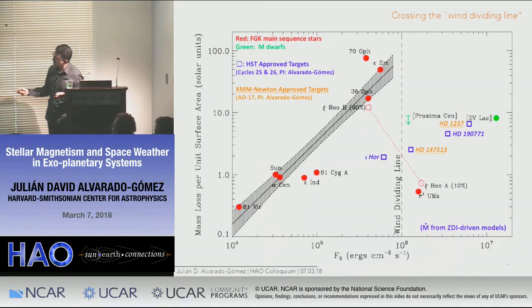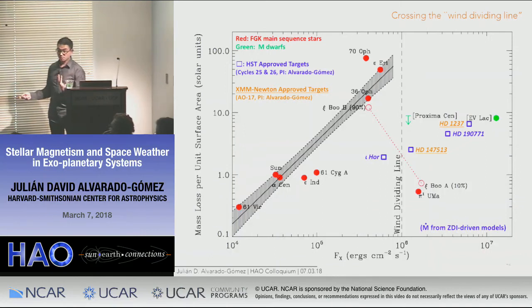The position of the stars here are actually coming from the mass loss of the models driven by ZDI observations. So these are data-driven calculations, basically. And we have these 4 stars here. One, Ionosphere, is behind the wind dividing line, and the other ones are above.